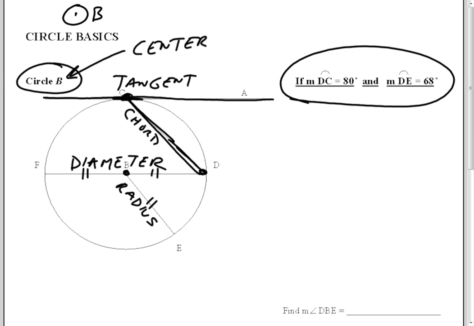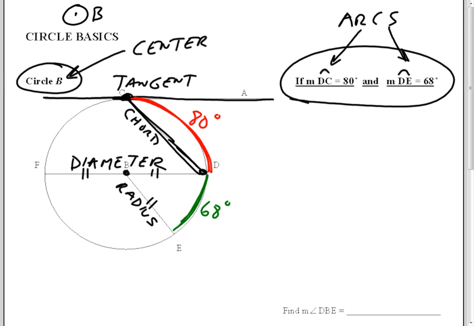You got to start with something. So they're giving us these things. What are these things? What are they, though? Are they segments? Are they arcs? These are arcs. So we're not placing these degree measures inside of an angle. We're placing them on the outside of the circle. This arc from D to C is 80 degrees of the circle. This arc from D to E is 68 degrees of the circle.